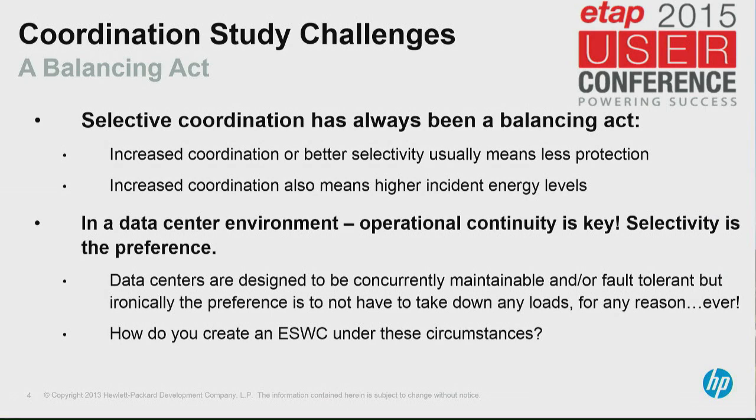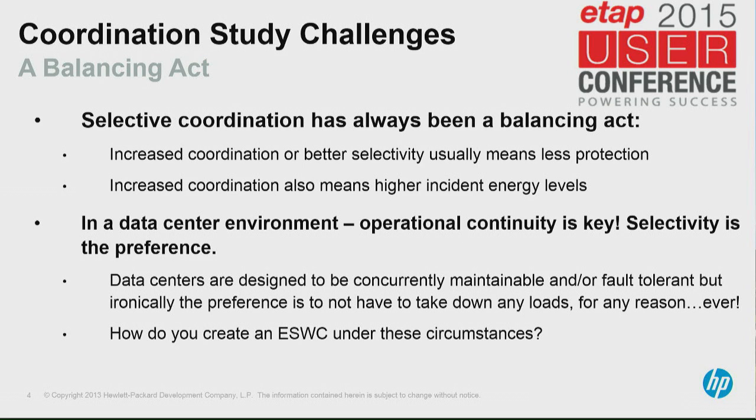So, putting aside NFPA 70E for a second, we know that coordination, selective coordination studies, has always been a combination of an art and a science, right? It always has inherent in it some trade-offs. Typical trade-offs are, if you're trying to get more selectivity, that generally means that your protection is not going to be as good. Generally speaking, if you're trying to get more protection built into it, you're going to have to sacrifice selectivity to a certain extent.